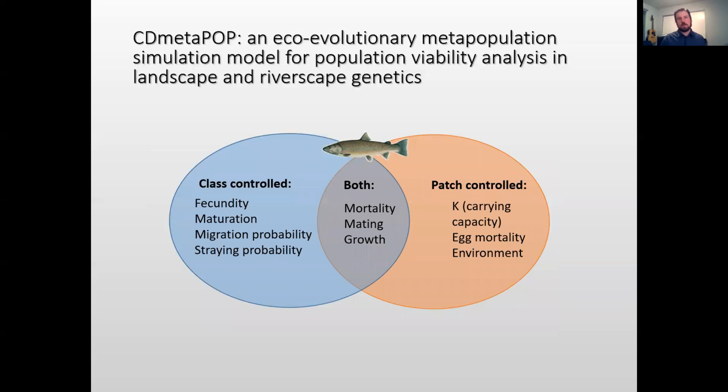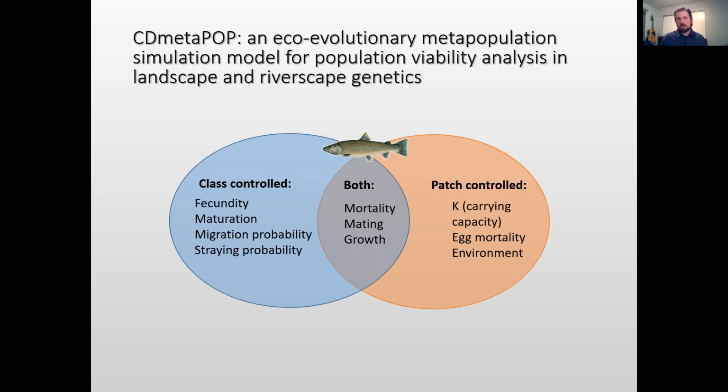Within CDMetaPOP, there are a lot of processes going on. Some of those can be controlled by the class or the size of the individual. Some can be controlled by the patch or the environment. Some could be controlled by both; mortality, for example, could be age related, but also could be related to environment.